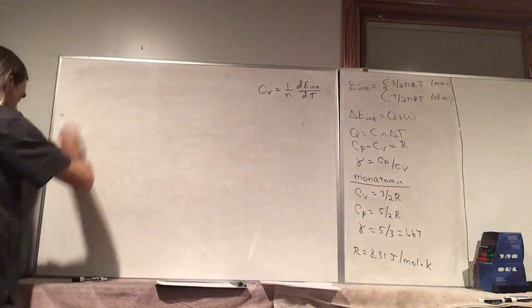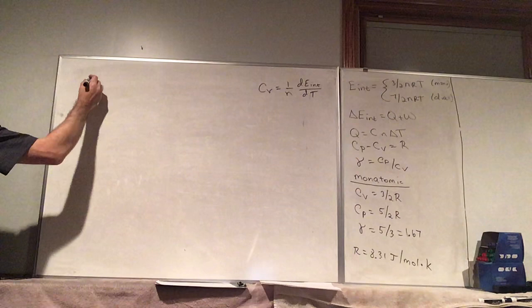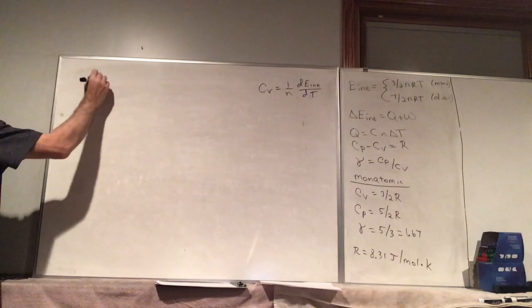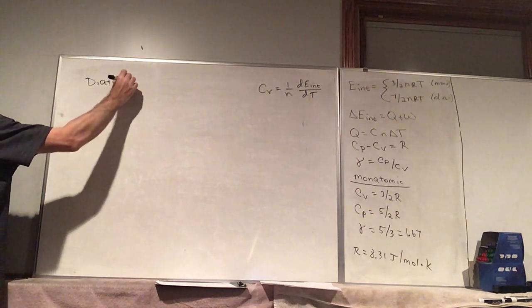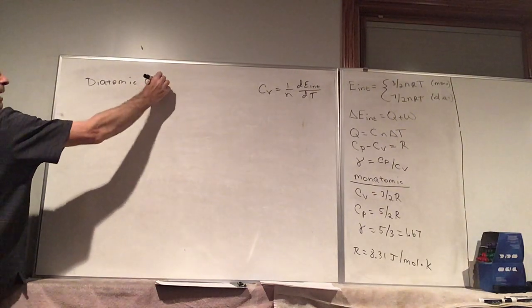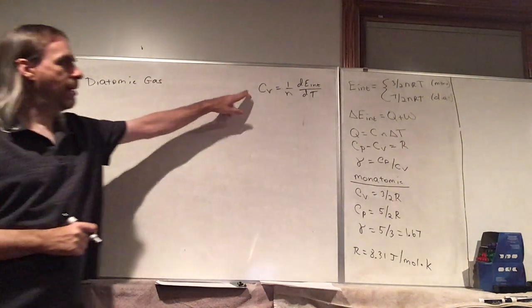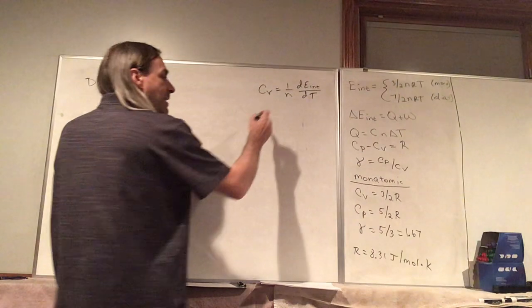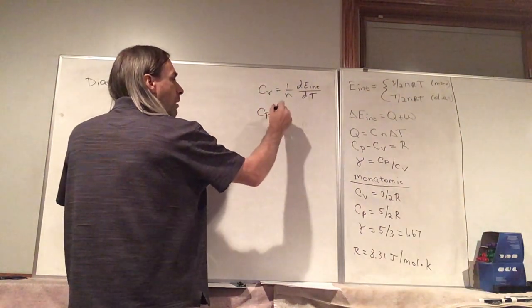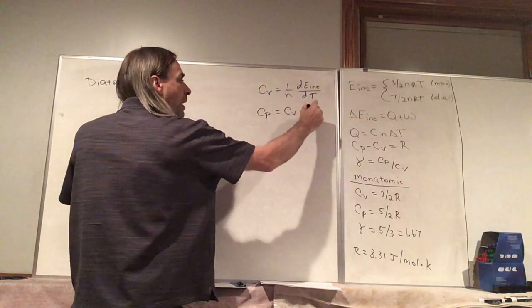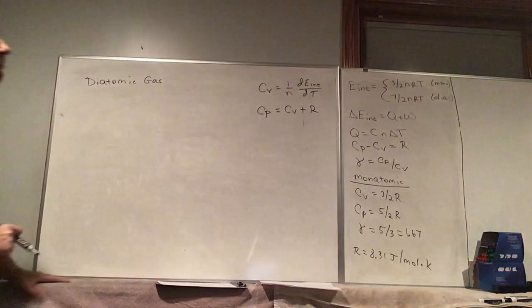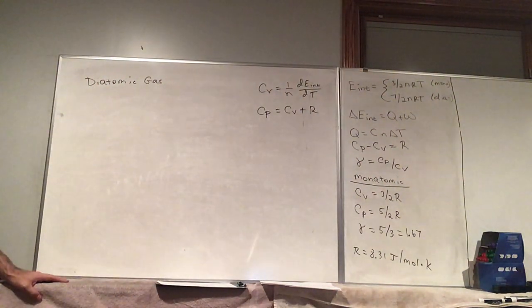So this is going to be our strategy. We're going to look at a diatomic gas. And our strategy, here we have CV, and then CP is just going to be CV plus R. So we can find both specific heats by just looking at the energy and taking a derivative.